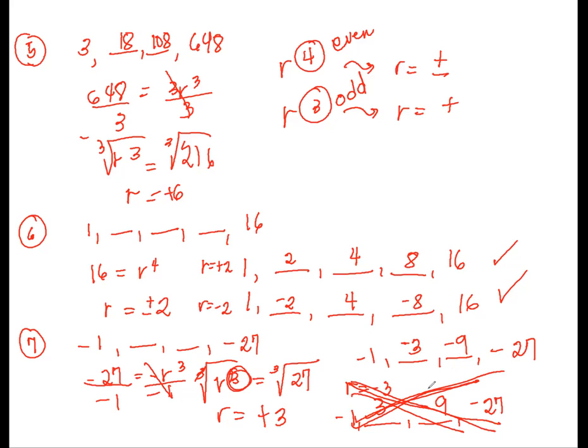So for now, you know already that aside from using the formula, you have to consider the exponent of R, if it's even or odd. If it's even, therefore, you have to consider both the positive and the negative values of R. If it's odd, like for example the exponent of R is 3, you only use the positive value. Okay? Thank you for listening.